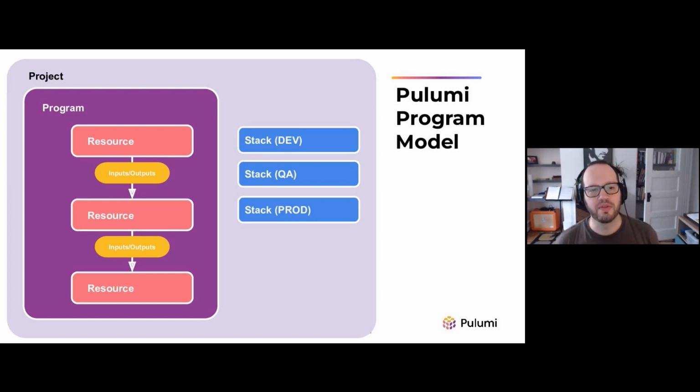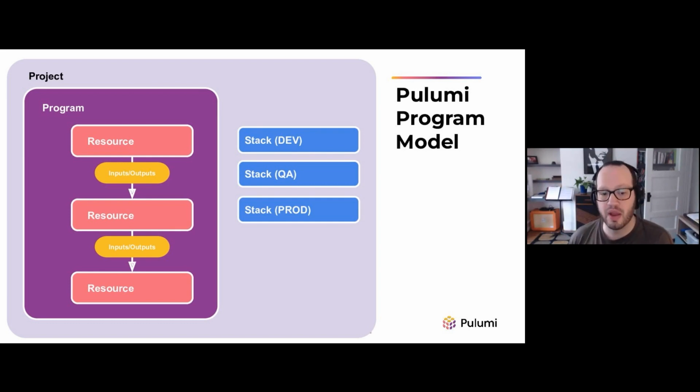Okay, so a little bit about Pulumi's program model. At the top level, we have a project. A project is just a folder that contains a Pulumi program, so there's not that much to say about it. Your program is where you're going to define your resources, for example, a GKE cluster or networking resources.